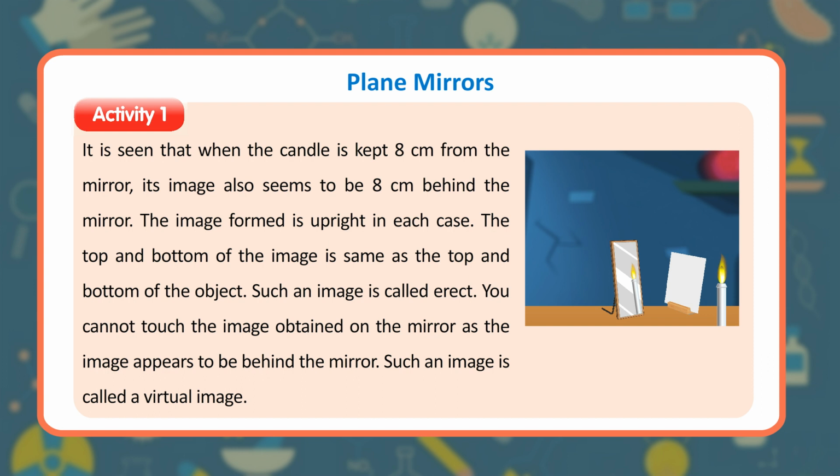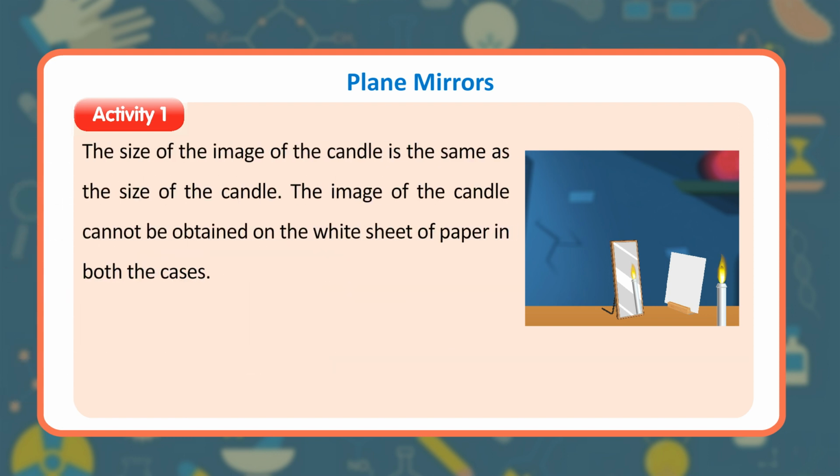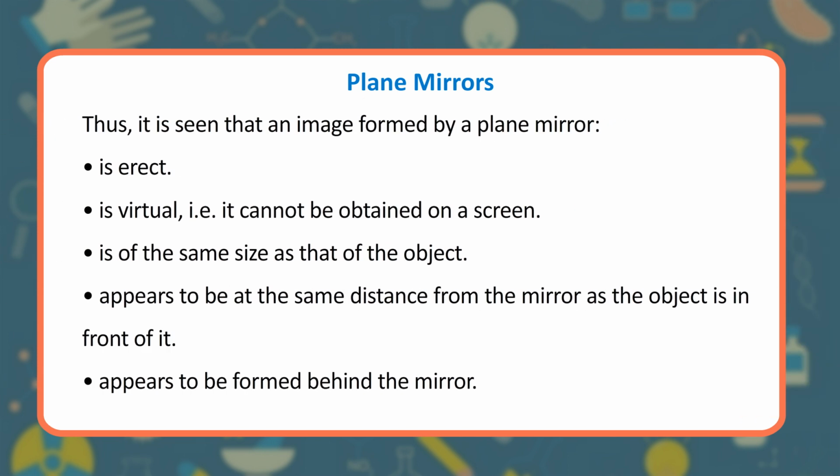You cannot touch the image obtained on the mirror as the image appears to be behind the mirror. Such an image is called a virtual image. The size of the image of the candle is the same as the size of the candle. The image of the candle cannot be obtained on the white sheet of paper in both the cases. Thus, it is seen that an image formed by a plane mirror is erect, is virtual, i.e. it cannot be obtained on a screen, appears to be at the same distance from the mirror as the object is in front of it, appears to be formed behind the mirror.